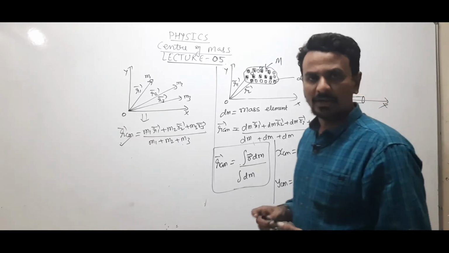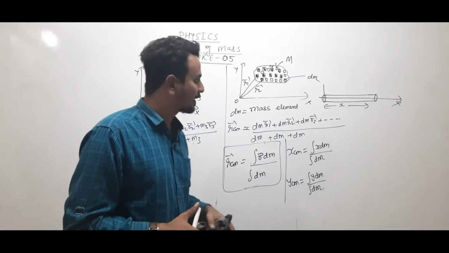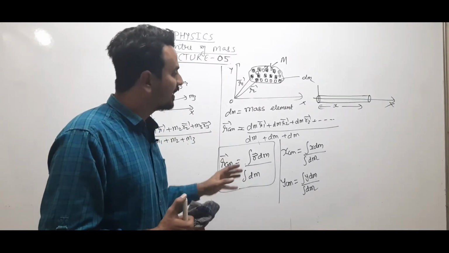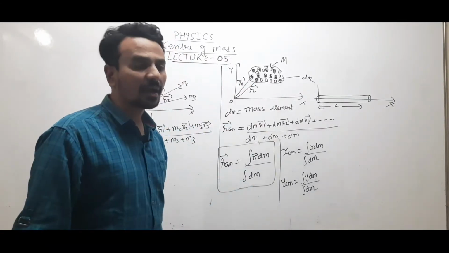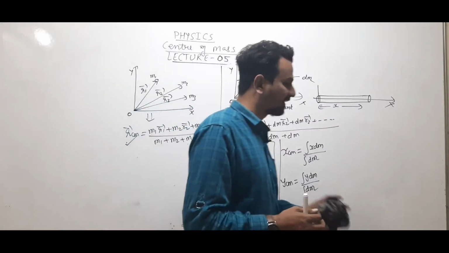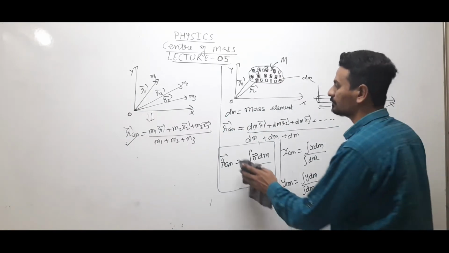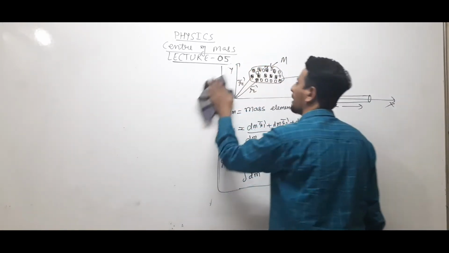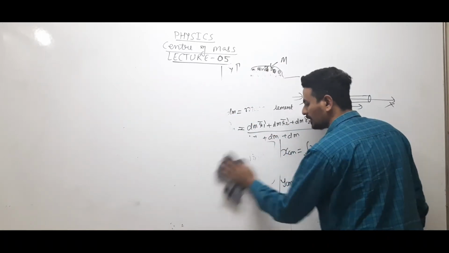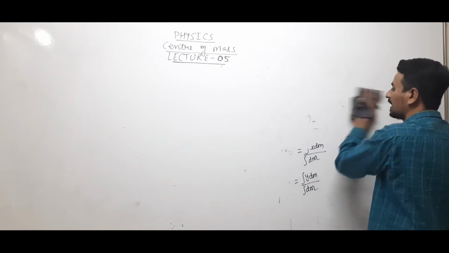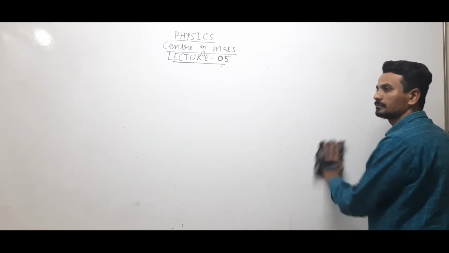Okay, clear? So this is how we will find the center of mass, or the position of center of mass, for a body in which mass is continuously distributed. Okay, see, I will take one example. Let us find the position of center of mass of a thin rod.